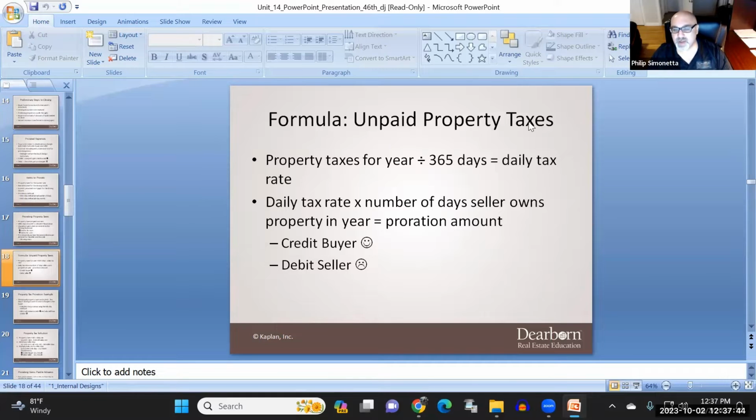So the formula for unpaid property taxes: the property taxes for the year divided by 365 days gives you a daily tax rate. The daily tax rate times the number of days the seller owns the property in the year is the proration amount. It gets credited to the buyer, debited to the seller. So if it's X amount of dollars, you divide it by 365, it gives you how much per day. How many days did the owner sell? So October 6th, you've got to figure January 30, February 28, March 31, April 30. You've got to write down and add them up, and get the days to the day. And the date of the selling, it says here, the seller days. So the date before will be the day of the amount.